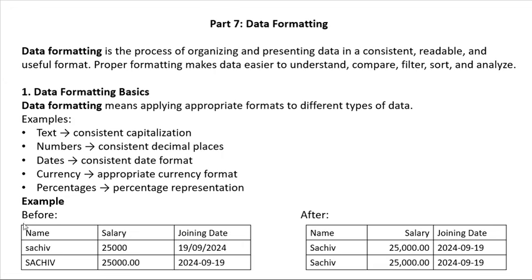For example, before data formatting, we have a name, salary and joining date. The names have a mix of capital and small letters, the salary is sometimes an integer and sometimes shown in decimal format, and the joining date is in day, month and year format in the first record and year, month and date format in another record. After formatting, the names have consistent capitalization, the salaries have consistent decimal places, and the joining date follows one format for all the dates.